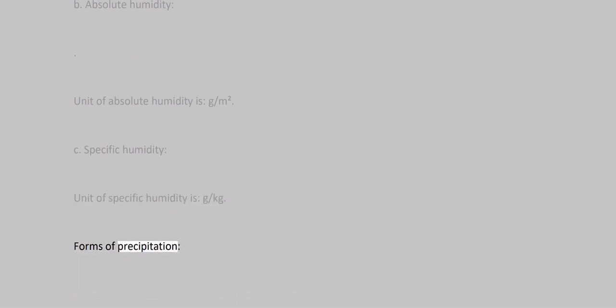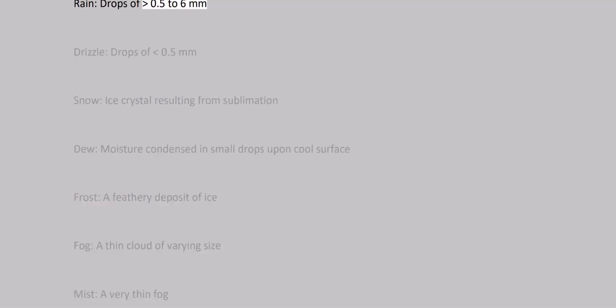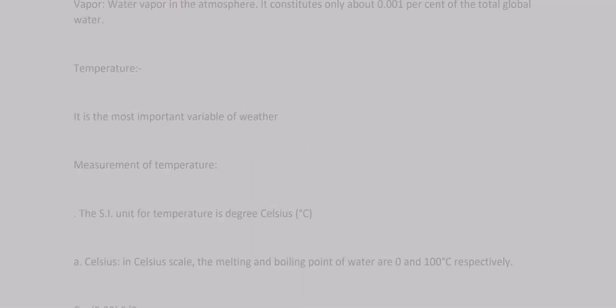Forms of precipitation. Rain: drops of greater than 0.5 to 6 mm. Drizzle: drops of less than 0.5 mm. Snow: ice crystals resulting from sublimation. Dew: moisture condensed in small drops upon a cool surface. Frost: a feathery deposit of ice. Fog: a thin cloud of varying size. Mist: a very thin fog. Vapor: water vapor in the atmosphere. It constitutes only about 0.001% of the total global water.